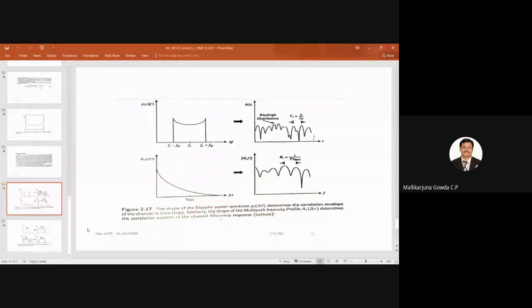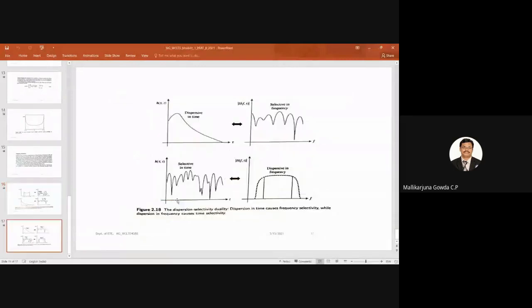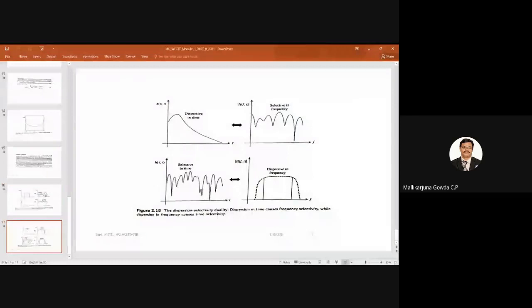Then another thing is the time dispersive nature of the channel. What is the time dispersive nature? Time dispersive as well as selective, two things are there. The first one is dispersive in time. Dispersion means spreading of the signal, so it is dispersed or spread in time. When it is spread in time, in frequency it will be selective. So when the signal is spread in time, it will be selective in frequency.